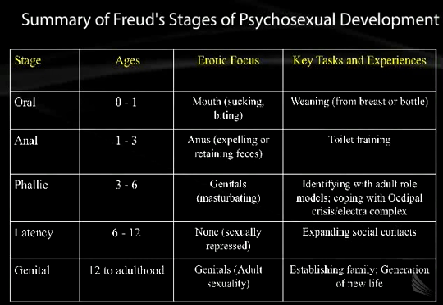Then the phallic phase, which is from the ages of 3 to 6, which is around your genitals and masturbating. And again, the key task during this time is the Oedipal crisis. Latency is ages 6 to 12. At this time, they are sexually repressed, and the key task is expanding social contacts. They're first going to school, they're learning to play sports, play together.